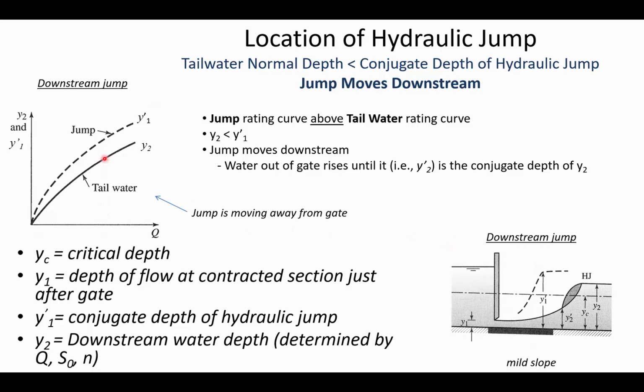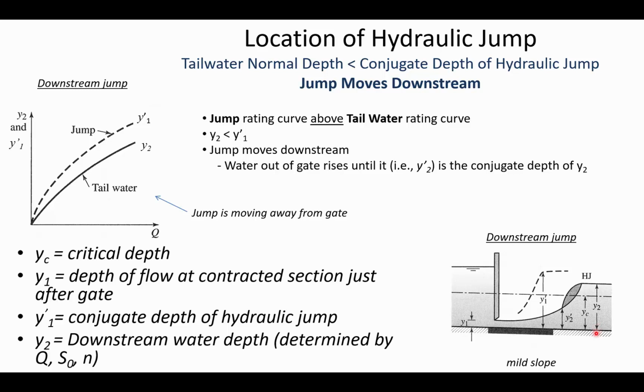So the jump will move away from the gate if the tailwater is more efficient than the hydraulic jump. That's basically what we see here. Efficiency is what depth is required for a certain flow rate. And in this case, the channel is more efficient than the hydraulic jump, and so the gradual increase in depth has to occur until it finds the sequent depth that coincides with the normal depth in the channel. So basically, y2 without the prime, that's the normal depth of the channel, and the jump will occur when you find the sequent of the normal depth.